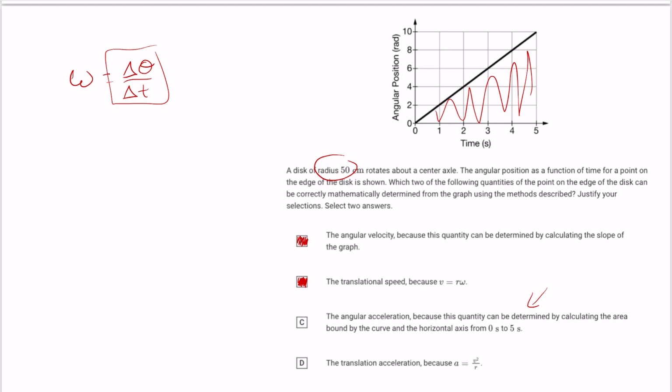We've already picked 2, so that means C and D are probably not right, but let's review them just to make sure we know what they're saying. D says the translational acceleration, because a is equal to v squared over r. Interesting. No. First off, because v squared over r is centripetal acceleration. That's not the same thing as translational acceleration, and it's just wrong. Alrighty, so that's that for this one.